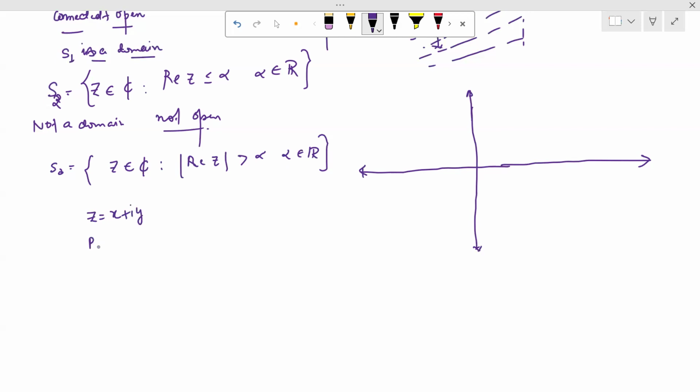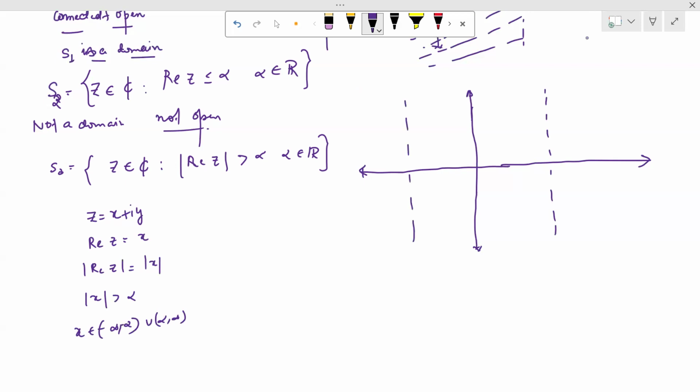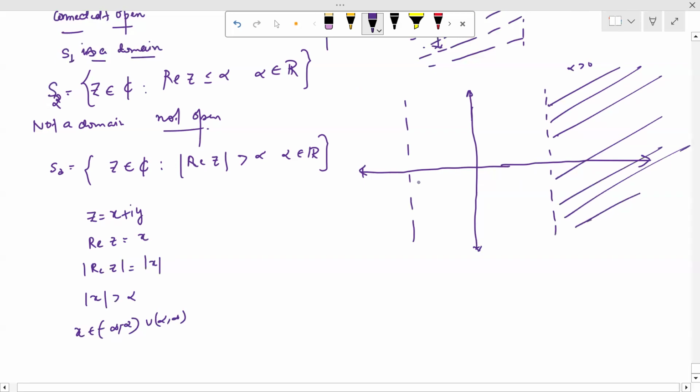Very good. So real part of z is what? Real part of z is simply x, and I'm taking a modulus of it. So what does it mean? I'm taking modulus of x. So if I write that modulus of x is greater than alpha, what does it imply? It implies x belongs to minus infinity comma minus alpha union alpha comma infinity. If I'm taking alpha as a positive number, this is how it is. You can take alpha negative also, but right now it's not, just to keep things easy. So this is how it is. This region, and then this region also.